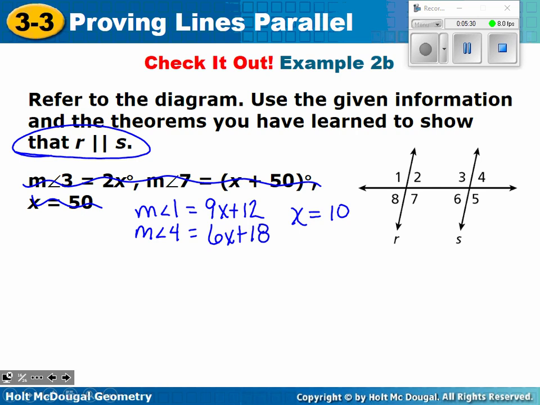Okay, so on this one, let's go ahead. We're going to write down our given. Measure angle 1 equals 9x plus 12. Measure of angle 4 is equal to 6x plus 18, and x is equal to 10. And the reason will be given.